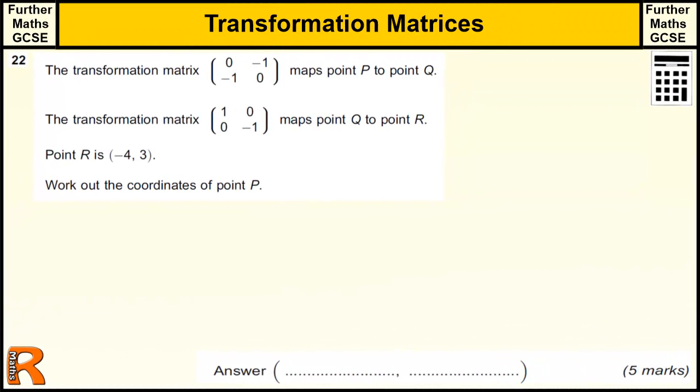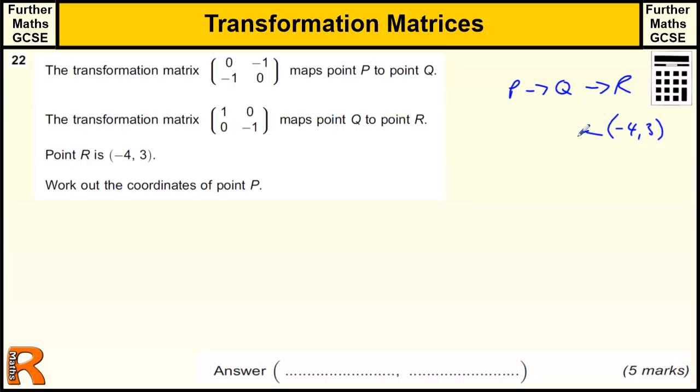Okay, here's a question on transformation matrices. This is a Further Maths GCSE question, which is a level 2 qualification. And pretty standard question. We've got a transformation matrix that maps P onto Q, and then we've got another one that maps Q onto R. Now we're told the point R is (-4, 3).